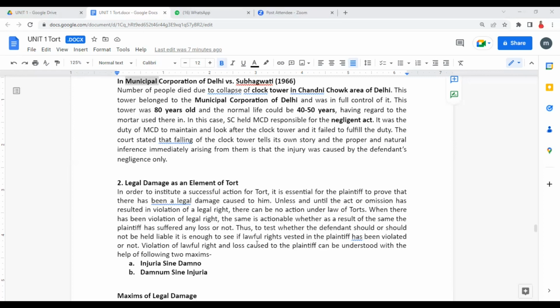Okay, so in this case, municipal corporation was having full responsibility to maintain it, because a number of people died due to collapse of this clock tower. It was considered that MCD is responsible. If you are setting up a clock tower, you have a responsibility, you need to perform it properly. If you are not doing it, it is negligence on part of MCD. So they were held responsible in this case. So based on situation, we need to decide who was having responsibility at that specific point in time.